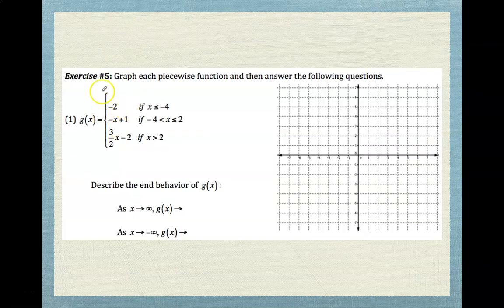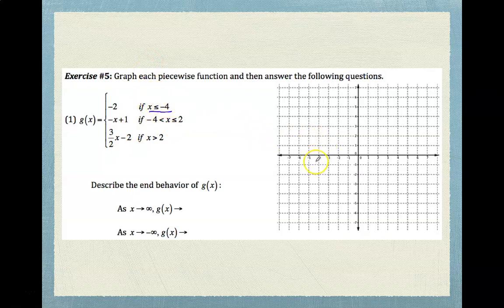And the idea is this equation will be -2 anytime x is less than or equal to -4. Then after -4, it's going to switch to x plus 1. And that will happen in between -4 and 2. And then it will switch to 3/2 x minus 2 when x is greater than 2. So let's graph these 3 separate pieces. It is helpful to know where each function sort of breaks up.